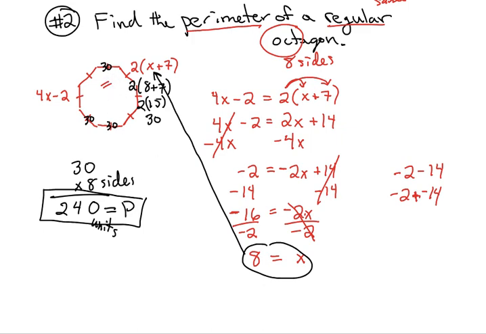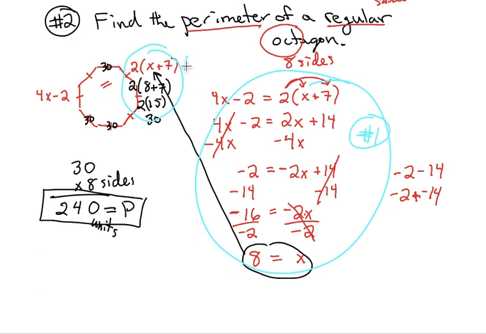So I can look back and go, okay, here's my first step to set them equal. My second step to calculate that 30 to get that side length. And my third step is to get the perimeter by multiplying by the number of sides. And that's how we find the perimeter of our regular polygons.